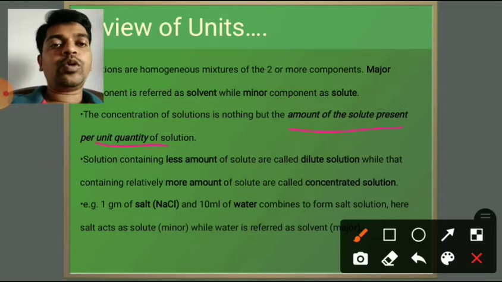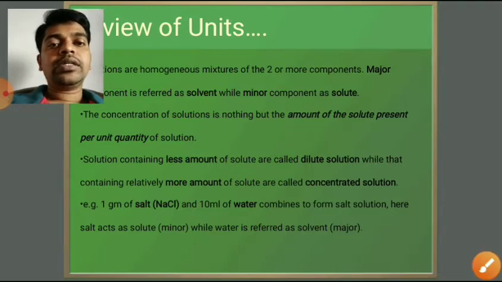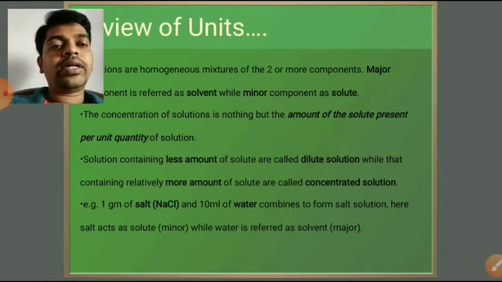Solutions containing less amount of solute are called dilute solutions, while those that contain relatively more solute are called concentrated solutions. For example, 1 gram of salt, that is NaCl, and 10 ml of water combine to form a salt solution. Here NaCl acts as the solute because it is in a minor quantity, while water is the solvent because it is in a major amount compared to the salt.